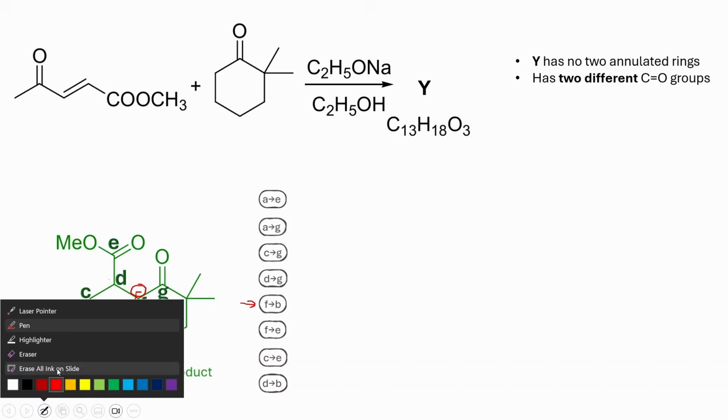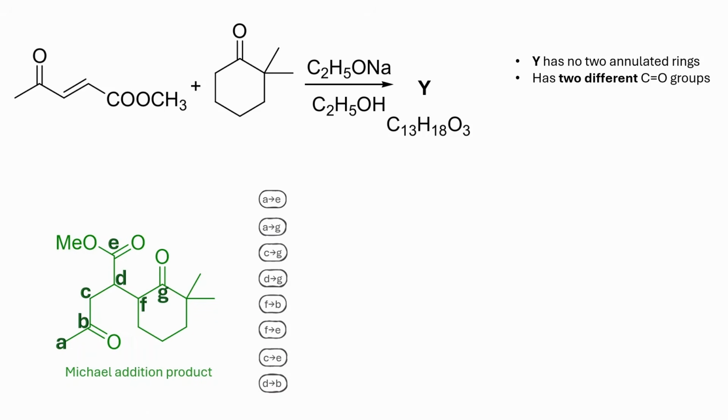So these are all possibilities, you can go through them, but you can see these possibilities from A to G all the way to F to E. They form annulated rings, which actually are in disagreement with the given information. For example, let's say D to G, right? When D attacks G, you form this, okay? These 2 carbons are shared between 2 rings.